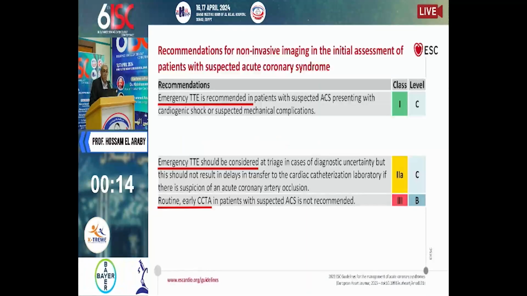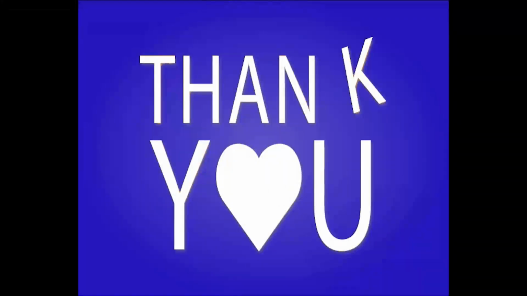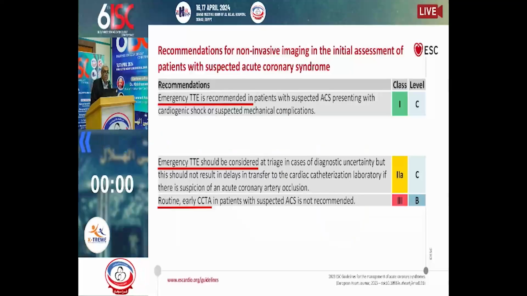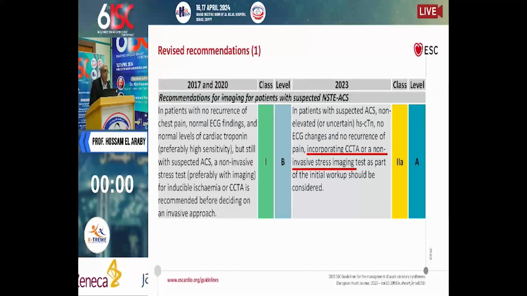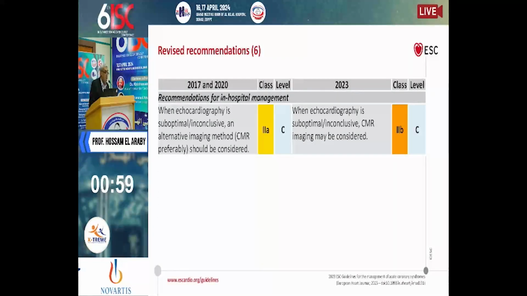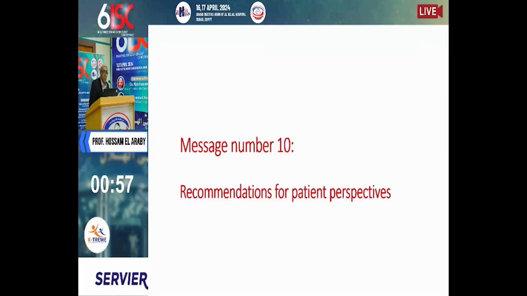The 9th recommendation: emergency echo is recommended in patients with suspected cardiogenic shock or mechanical complications. Transthoracic echo as a triage in case of diagnostic uncertainty is class 2A, but this shouldn't delay the cath lab. Routine early calcium CT is not recommended, and the use of CT is downgraded from class 1 to class 2A, and CMR as an alternative to echo from class 2A to class 2B.